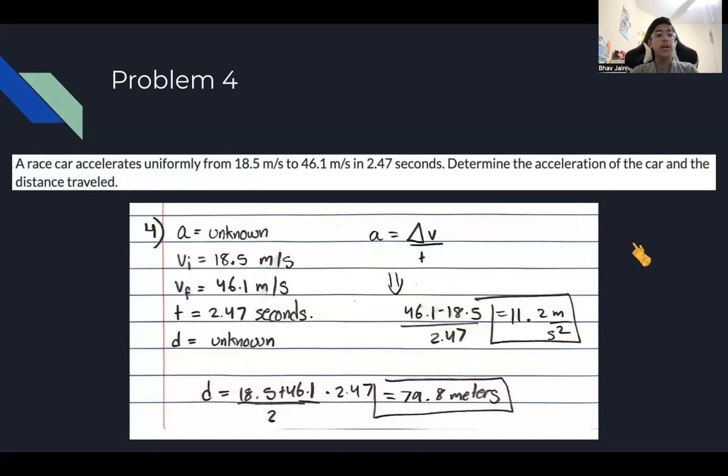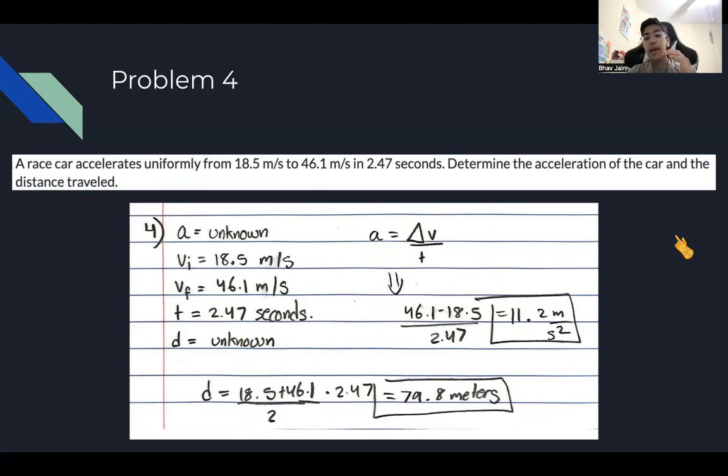Next practice problem. A race car accelerates uniformly from 18.5 meters per second to 46.1 meters per second in 2.47 seconds. Determine the acceleration of the car and the distance traveled. So here we don't know two variables. We don't know the acceleration and we don't know the distance. What we do know is the initial and final velocity and the time.